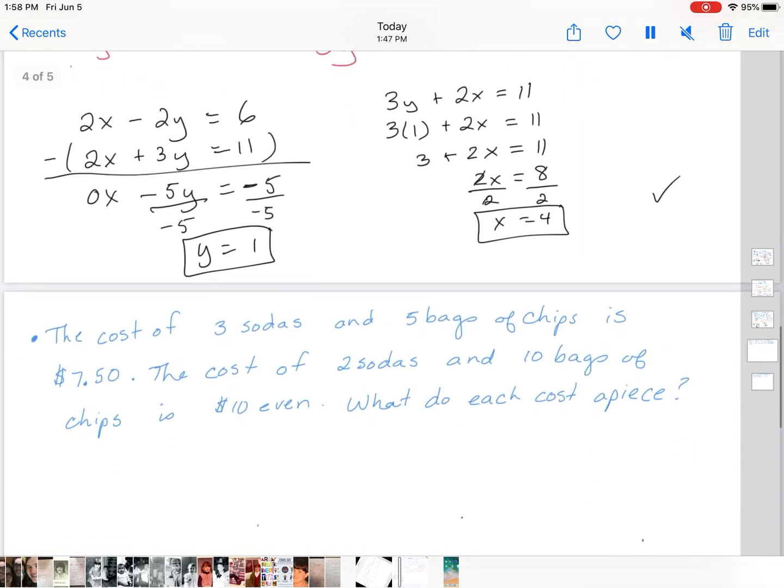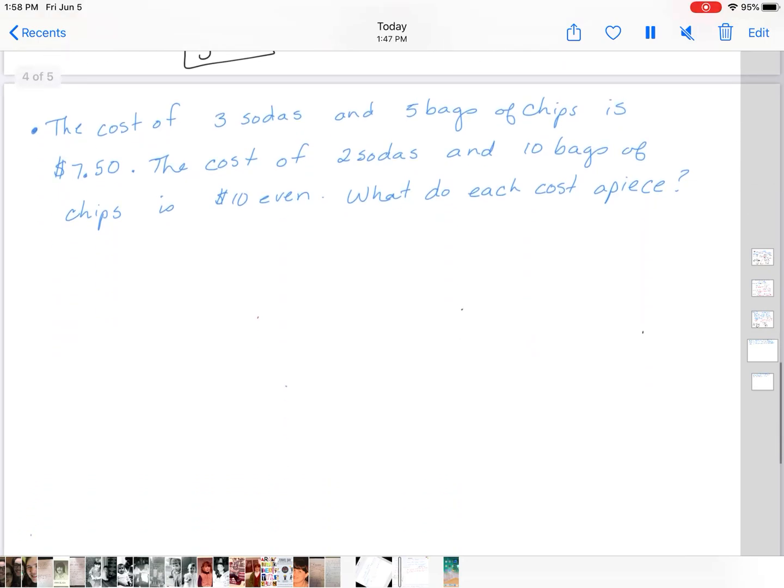The next one is the cost of 3 sodas and 5 bags of chips is $7.50. This is a parallel question to question 3 on your Google form. The cost of 2 sodas and 10 bags of chips is $10 even. What do they cost apiece? The first thing we need to do is set a variable for our sodas and our chips. So I like X and Y, so sodas equal X and chips equal Y.